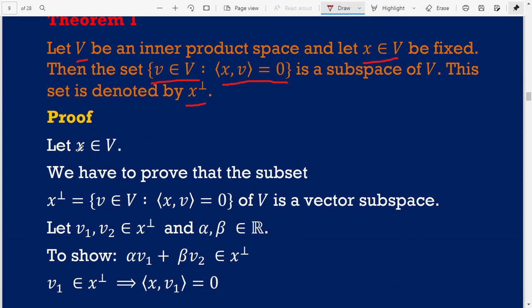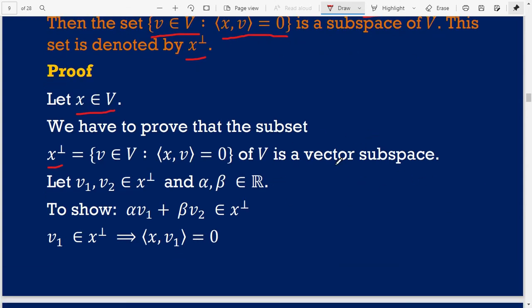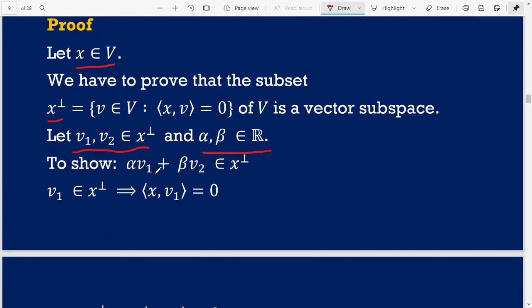Proof. Let x belong to V. We have to prove that the subset x orthogonal, equal to the set of v belonging to V such that the inner product of x with v is equal to 0, is a vector subspace of V. So we let v1 and v2 belong to x orthogonal and alpha, beta belong to R. We have to show that alpha v1 plus beta v2 belongs to x orthogonal.